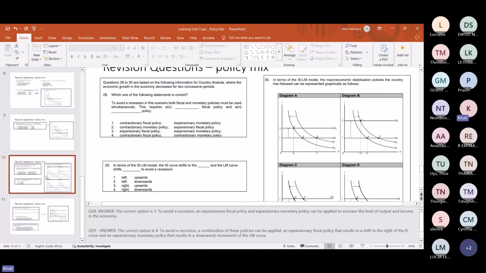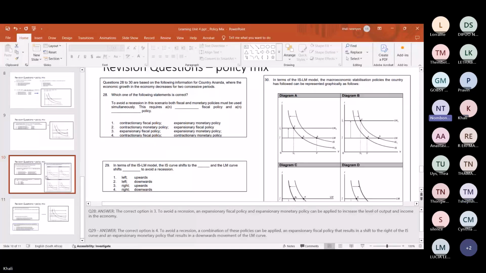And 28 says, which one of the following statements is correct? To avoid a recession in this scenario, both fiscal and monetary policy must be used simultaneously. This requires a fiscal policy and a monetary policy. What is the answer here? Expansionary fiscal policy. Number 1. Contractionary fiscal, expansionary monetary. We want to increase our Y.